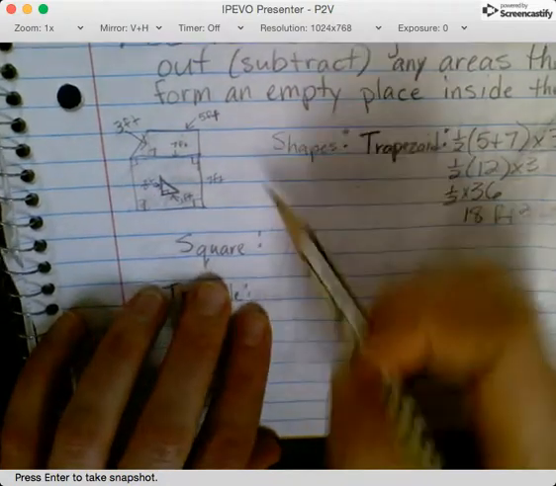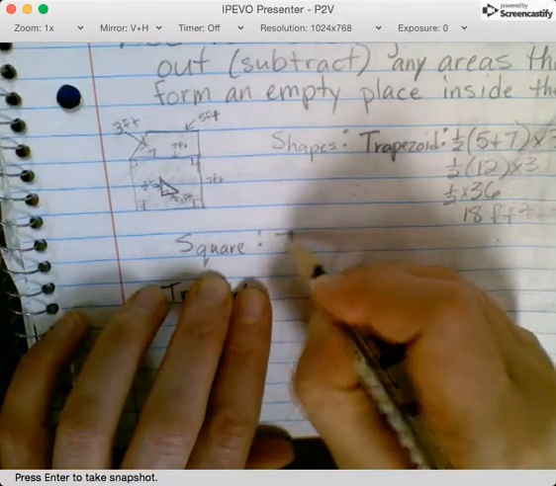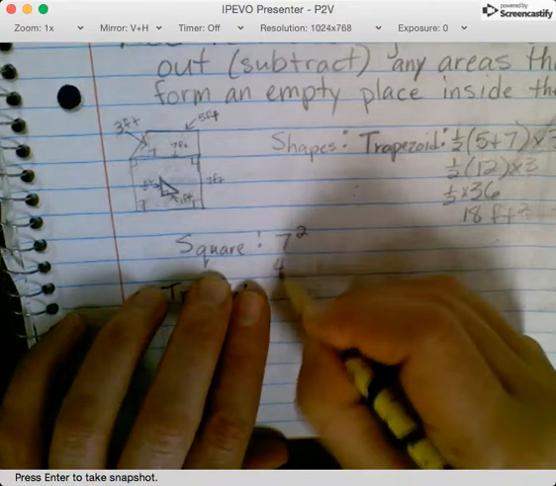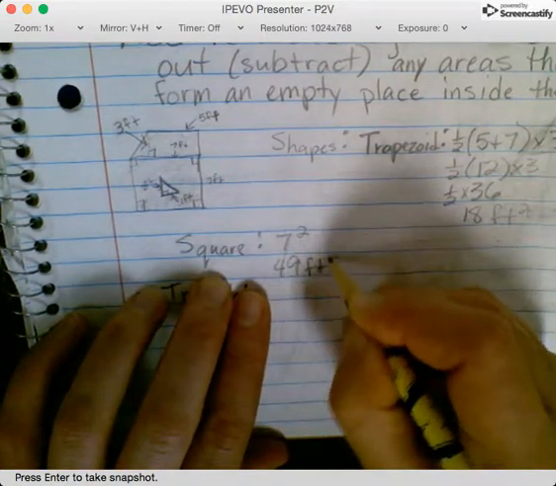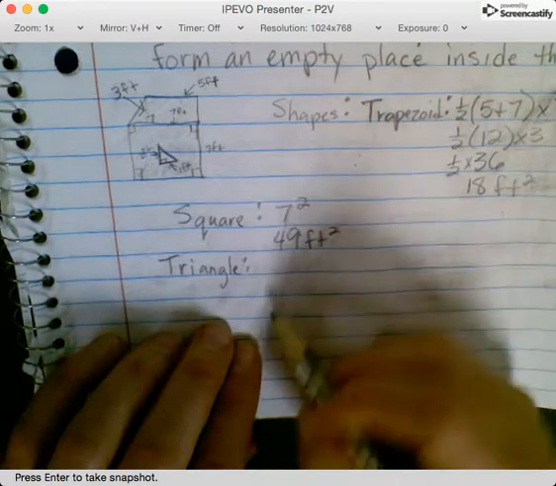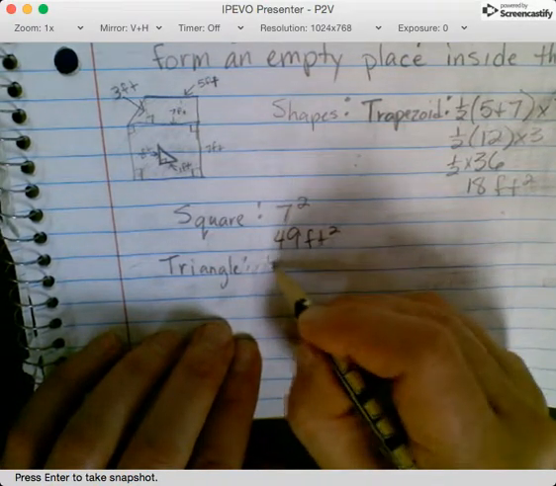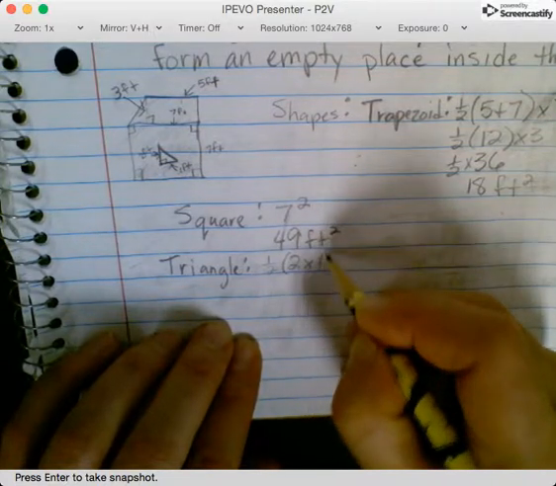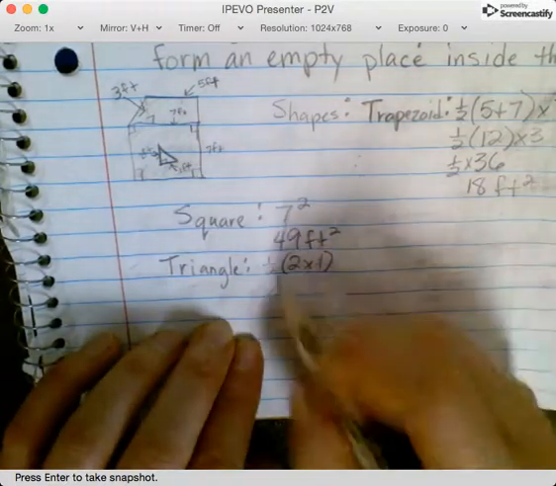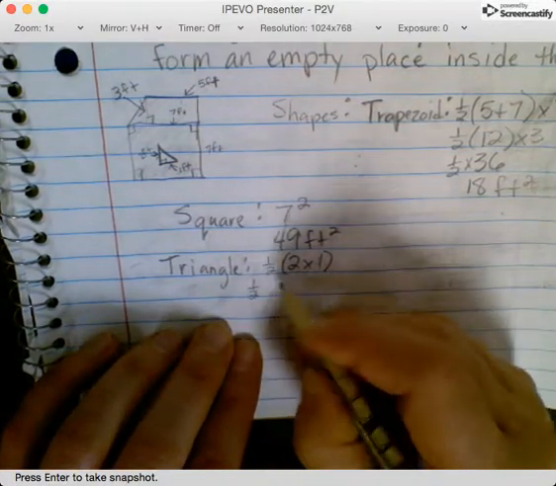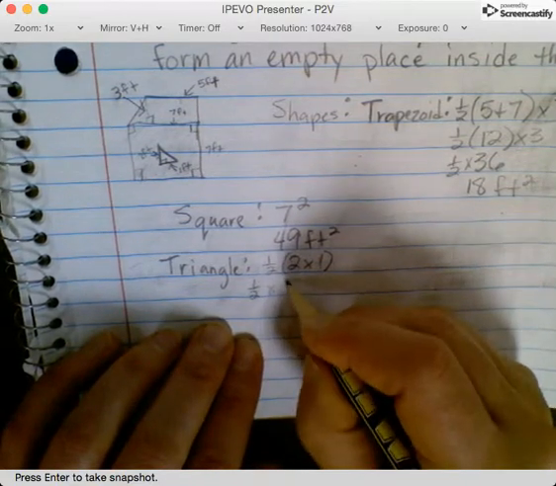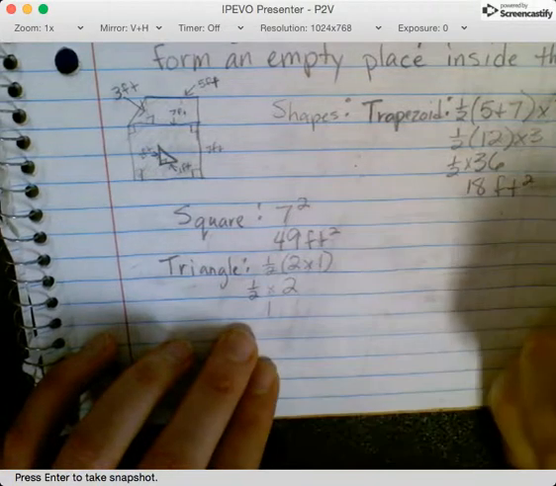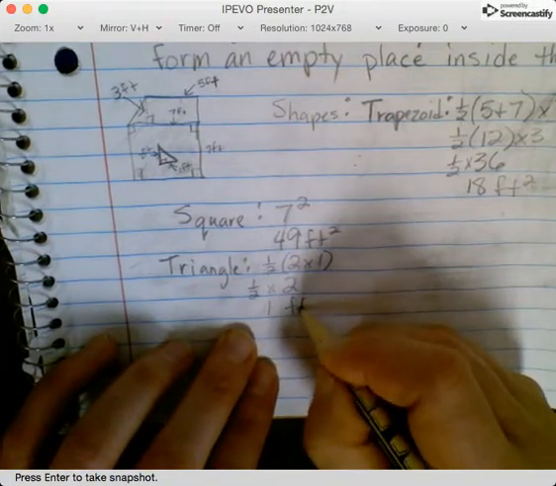My second shape is a square. That one's pretty easy. It's just side squared, so 7 squared, which is 49 feet squared. My triangle is 1/2 base times height. Base and height are 2 and 1. So 1/2 times 2 times 1, 2 times 1 is 2. 1/2 of 2 is 1, and that's 1 foot squared.